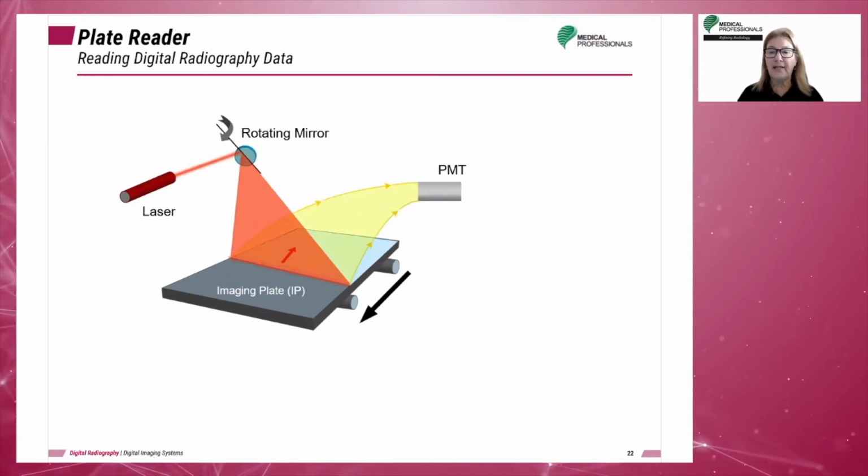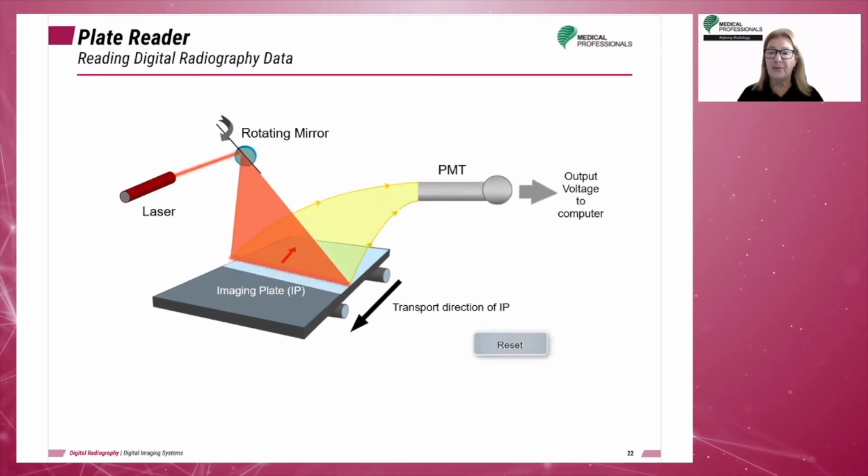The visible light given off by the imaging plate at this stage is emitted in all directions. It must be channeled then to a fiber optic collection assembly, which will direct the emitted light to one or more photodetectors, a photomultiplier tube, or PMT, or the charge coupled device, or CCD array.